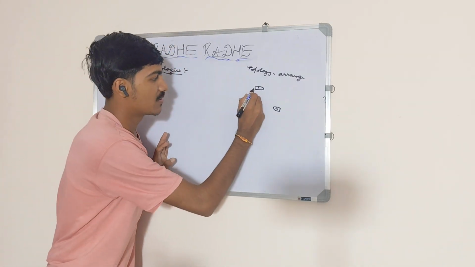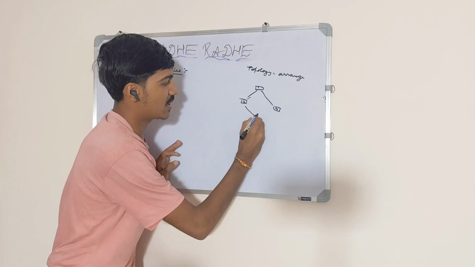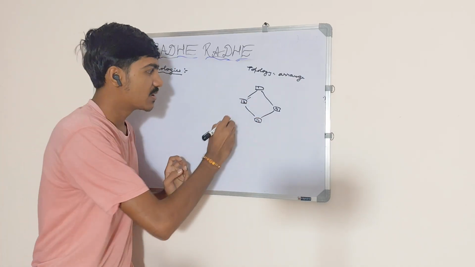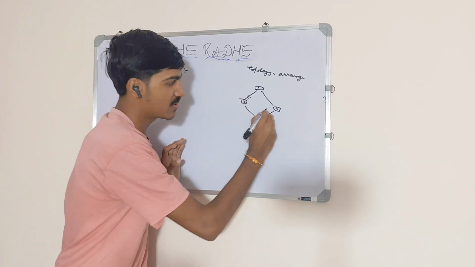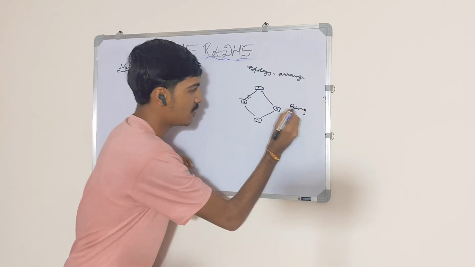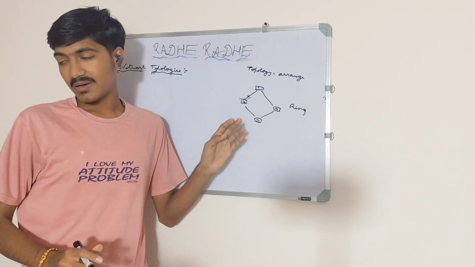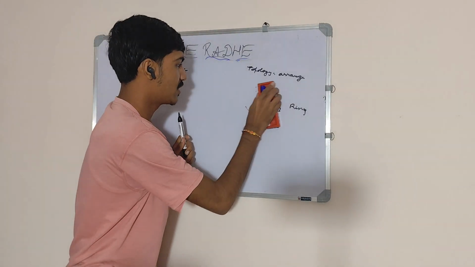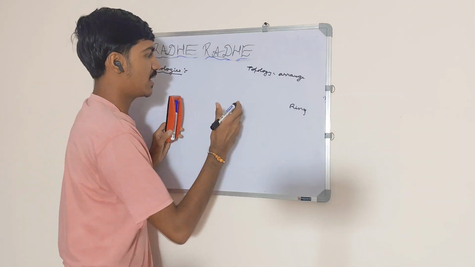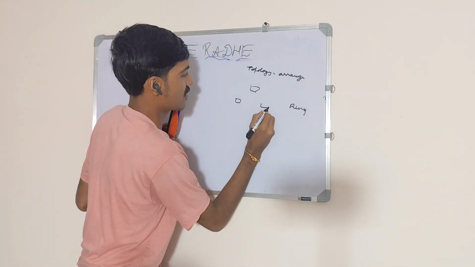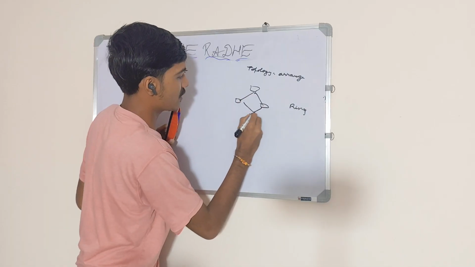Now, example. Now tell me how are these connected? These are connected in ring manner. How? Like a ring, right? Ring manner. Let's suppose these are connected like this.